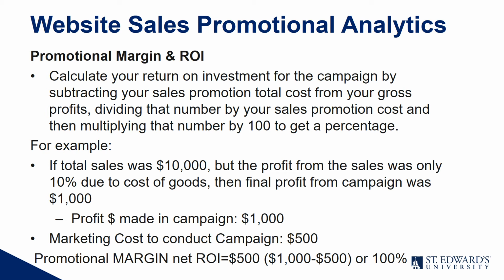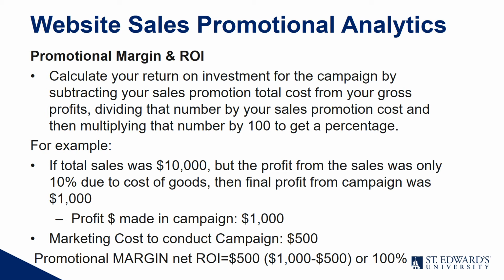This is where you get to your net promotional margin ROI. So go back to the beginning. If you made $10,000 in sales, but the profit was only 10%, then the final profit made is $1,000. It's truly just sales and cost of goods. You have a 10% margin. You made $1,000 in profit. So right there is just profit, okay?